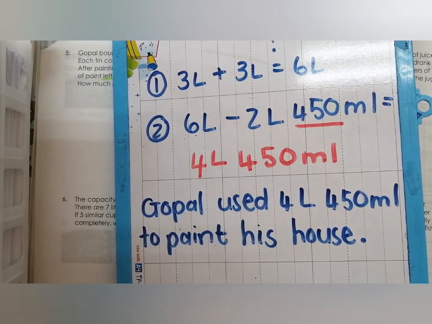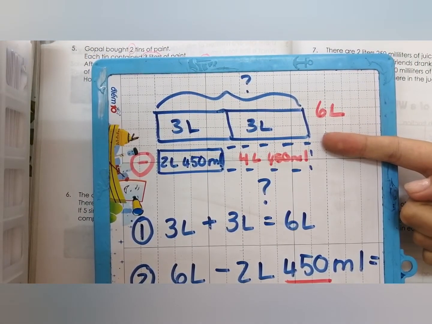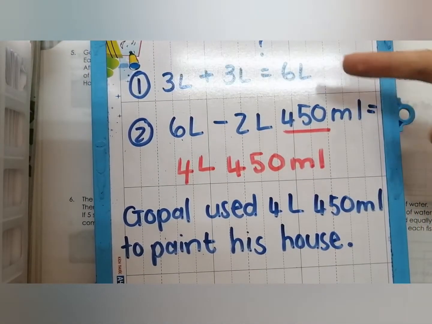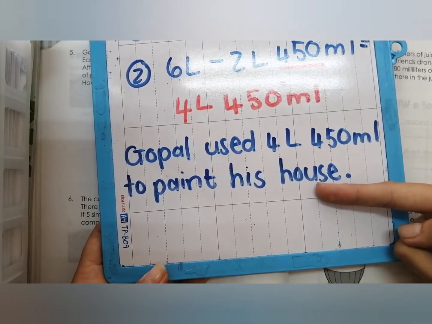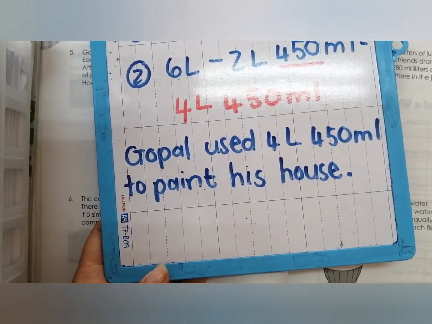Easy, easy, easy. Step 1, we need to do our bar model. Step 2, we need to do our sums. Step 3, we need to write our sentence. I hope that was very easy for you.